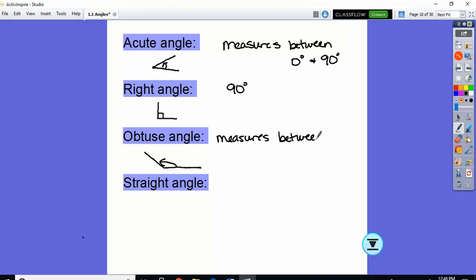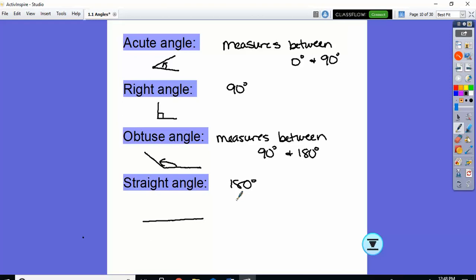So we're going to be a little more precise. Instead of just saying bigger than 90, we're going to say between 90 and 180. And what's a straight angle? A straight line, which is 180 degrees. Remember all those terms, hopefully?